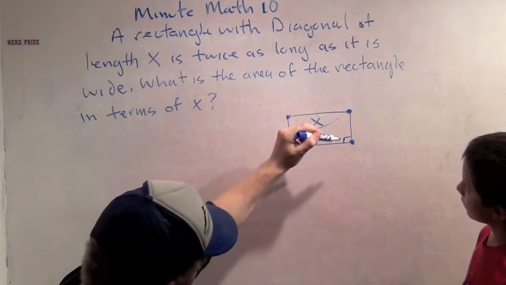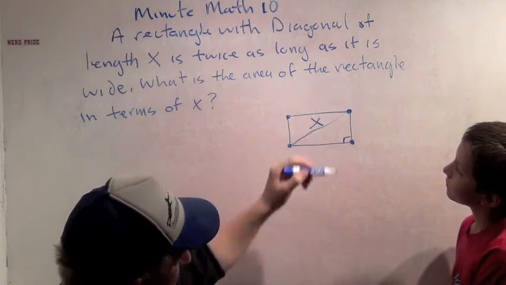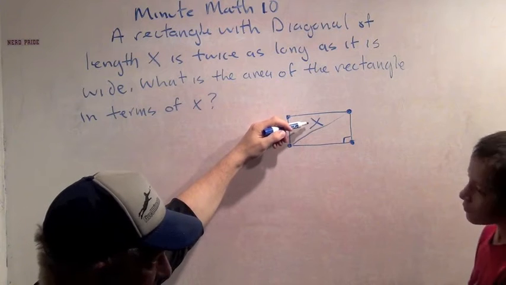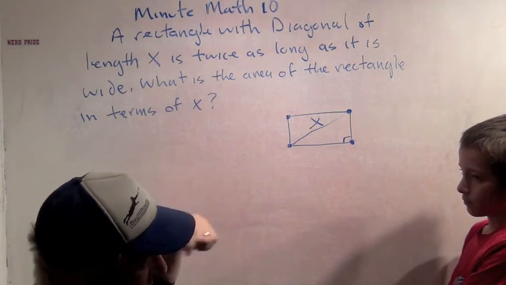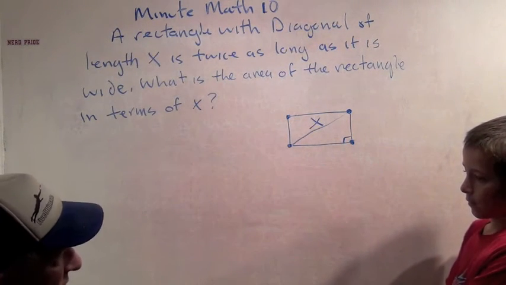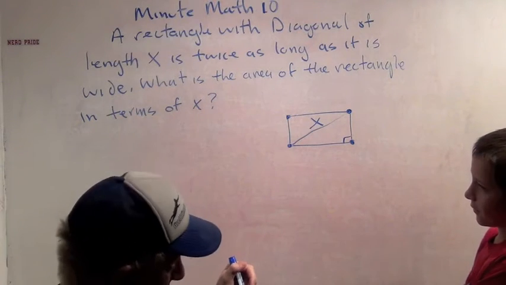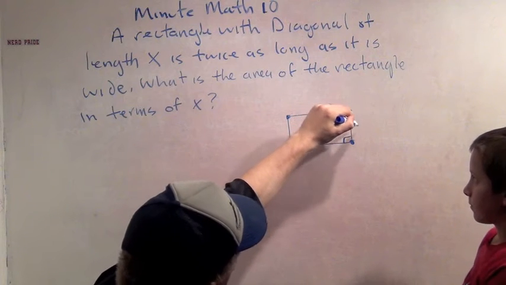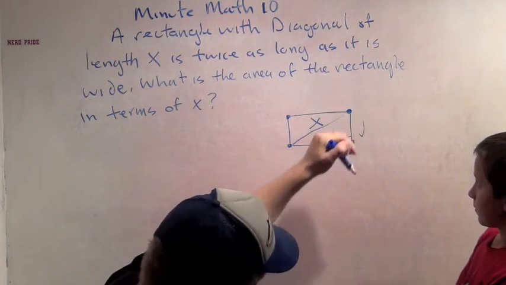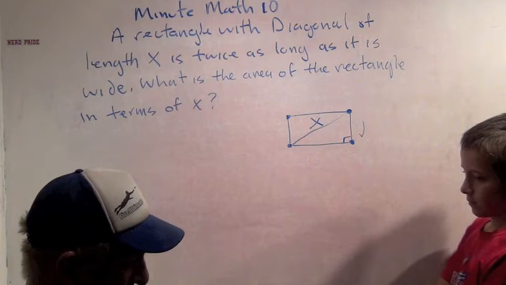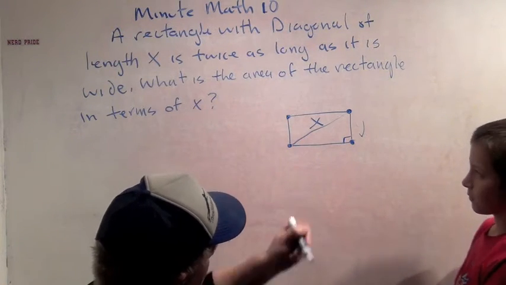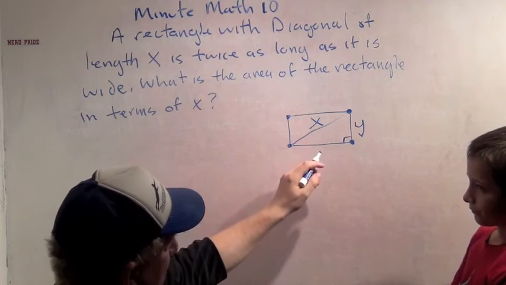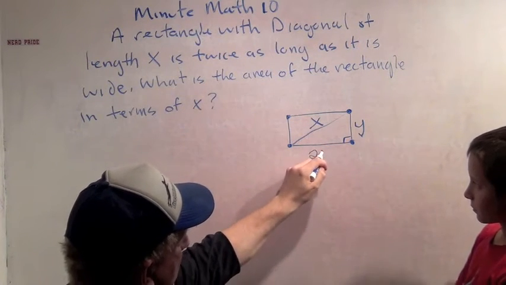And we know this is twice as long as it is wide. And so we have a right triangle here, and we know what the hypotenuse is. So what theorem do you think we're going to be using here? The Pythagorean Theorem. So we're going to say its width is y. Normally we would call the unknowns x, but we already used x. And the length is twice the width, 2y.